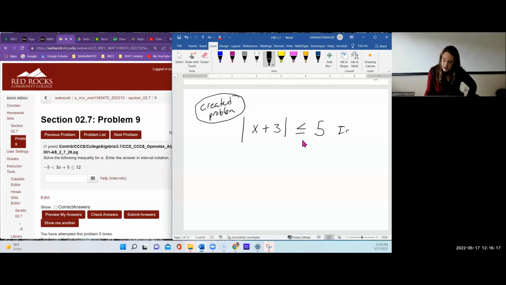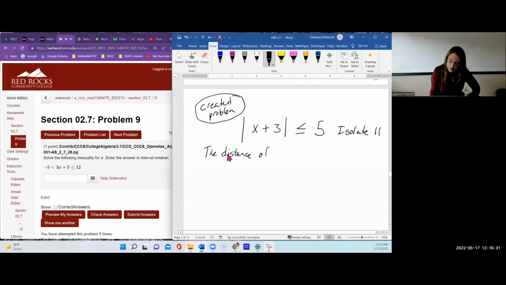First, we isolate the absolute value, which ours already is isolated. But remember, that has to be accomplished first. Then you interpret it as a distance. The distance of x plus 3 from 0 on the number line is less than or equal to 5.